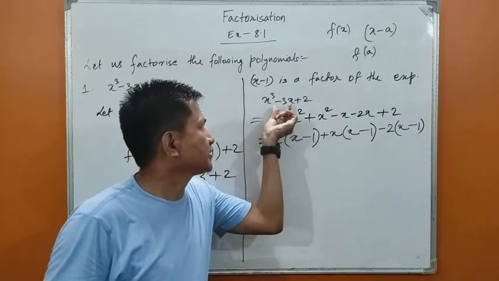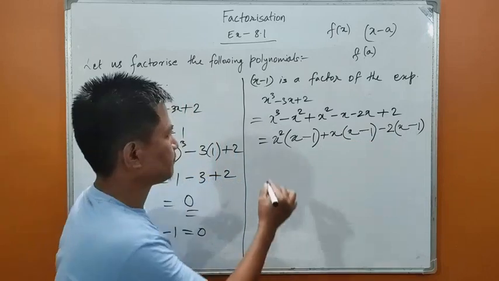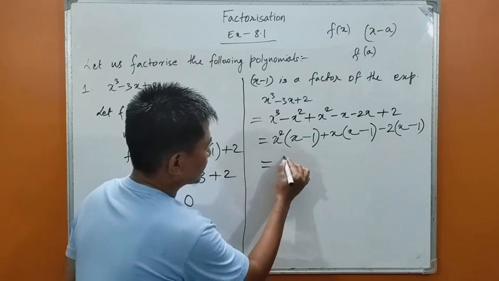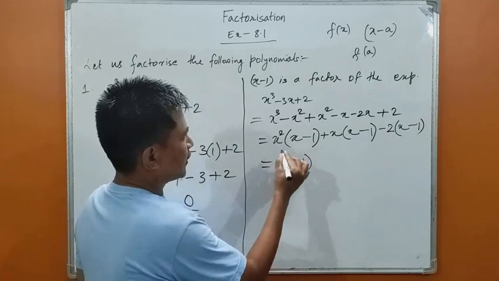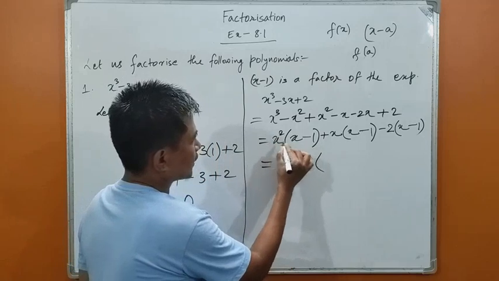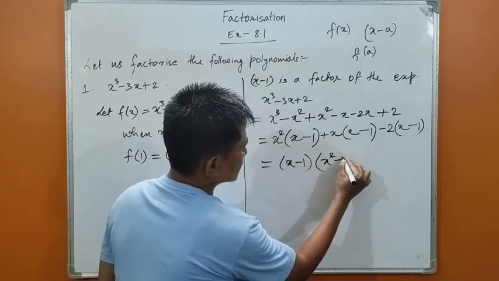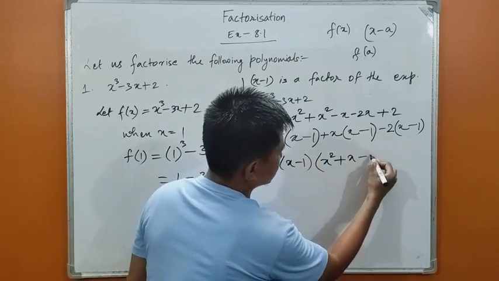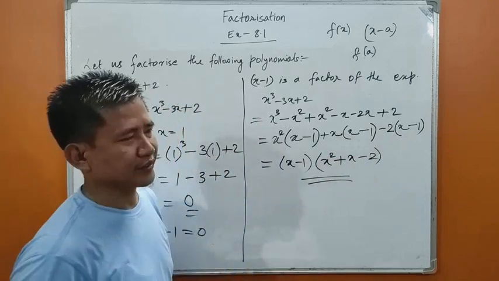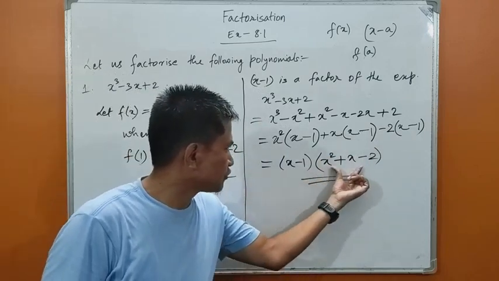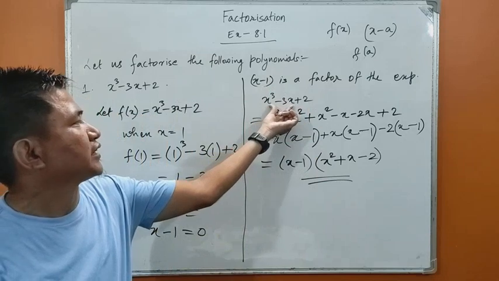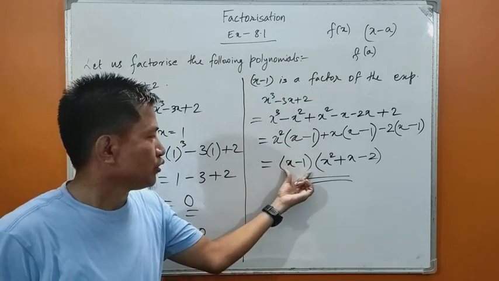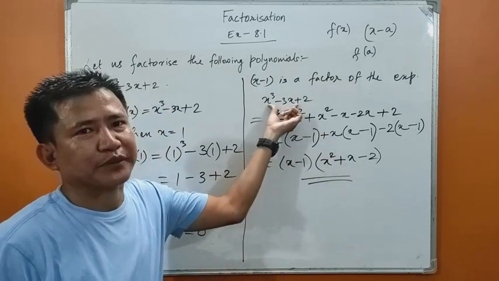I am just converting this expression into x minus 1 form. Okay. Now we have x minus 1, x minus 1, x minus 1 here. So we take x minus 1 common. Now within the bracket remains x square plus x, because x minus 1 is already taken common outside, and minus 2. Okay, this is the answer. When we multiply this into this, we get x cube minus 3x plus 2. So this and this are the factors of this expression.